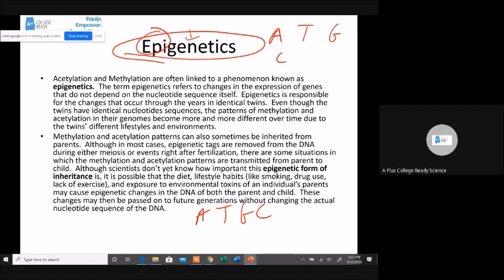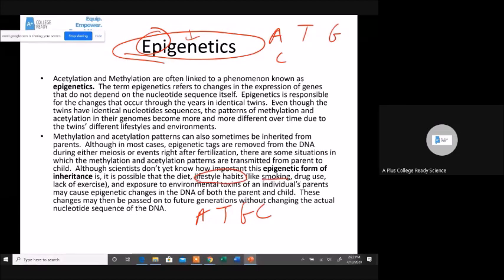But as they age, you can start telling them apart. Because what's happening as they get older, because of things they do in their life, different sets of genes get either methylated or acetylated. And even though their sequences of A's, T's, G's, and C's are the same, as they age, different groups of those genes are turned off or on in different places, causing them to start to differ, because of lifestyle habits and lifestyle choices.